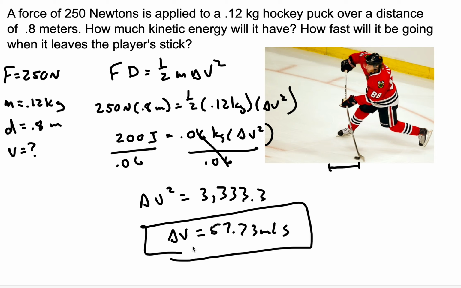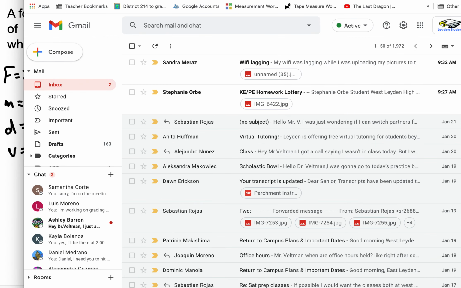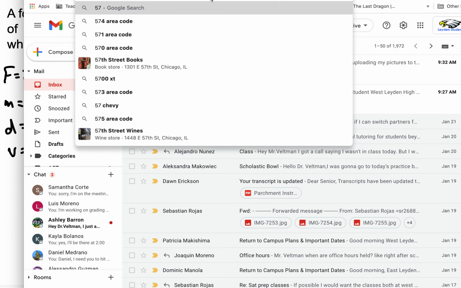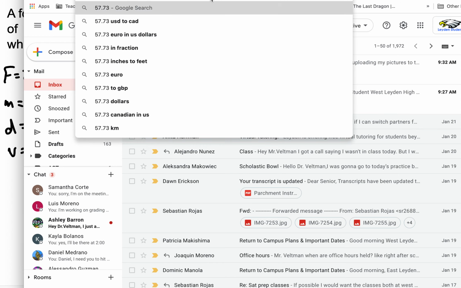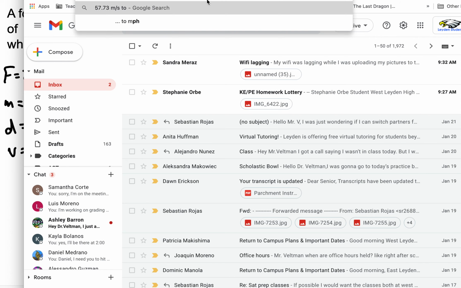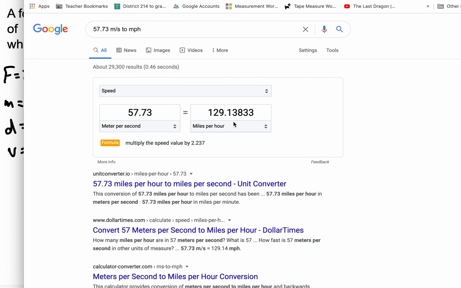All right. Now, I actually use very realistic numbers with this, you guys. The distance can vary a little bit. So what I did is I took the distance off one of his fastest slap shots. But if we look, it's 57.73 meters per second to miles per hour. That would be 130 miles per hour.